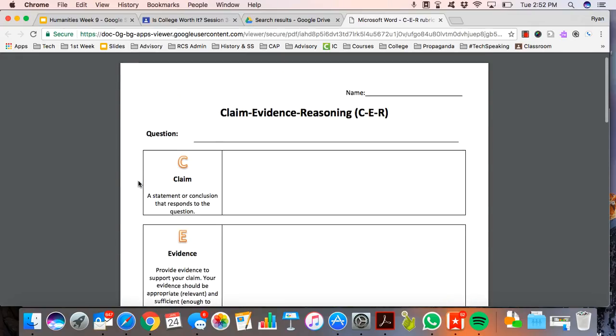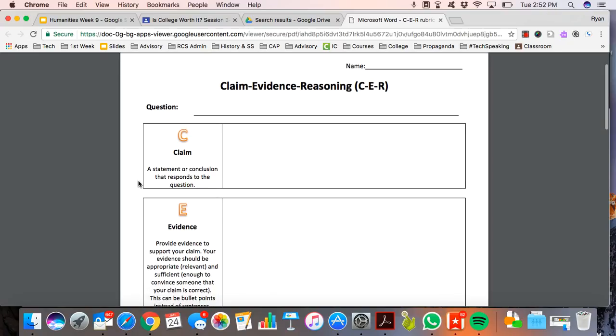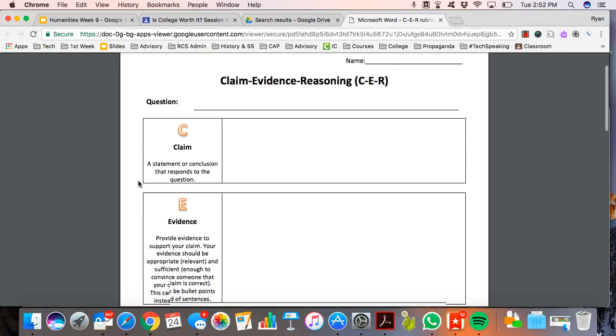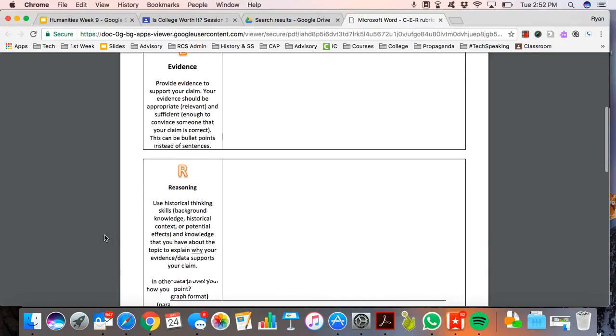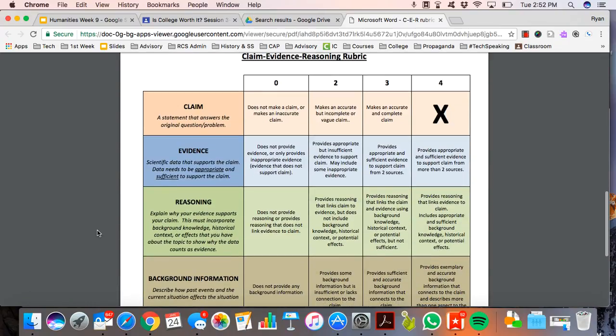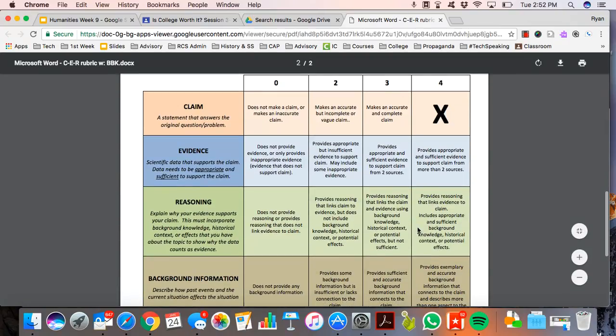Everyone's going to get three of these because you're going to be picking what you think are the three biggest issues. And you can use this to plan your writing. You can write right here in these boxes. Eventually we'll type everything up, but you can start on paper if that works for you. On the back, there's a rubric. Obviously, we're shooting for 3s and 4s over here.